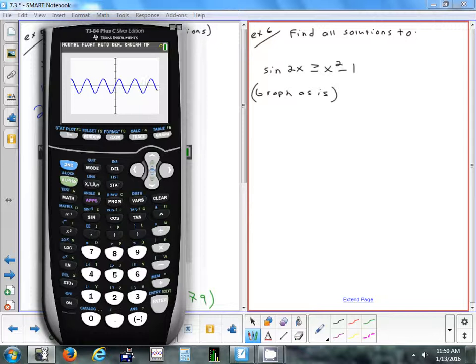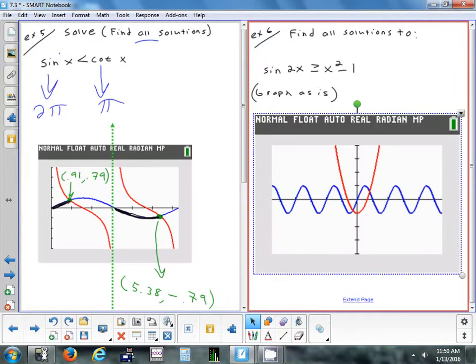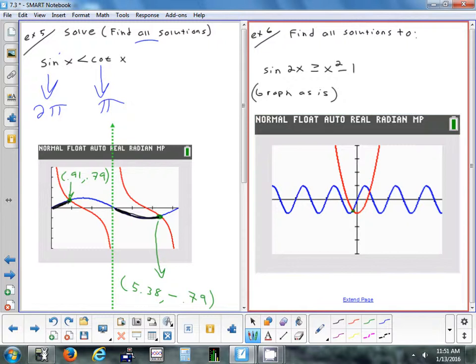Okay, so there's the periodic sine 2x. I want to know where the curve in blue is above the curve in red. Find that point. Let's call this x1, y1. Find this point. Let's call it x2, y2. And where is the graph in blue above the graph in red?